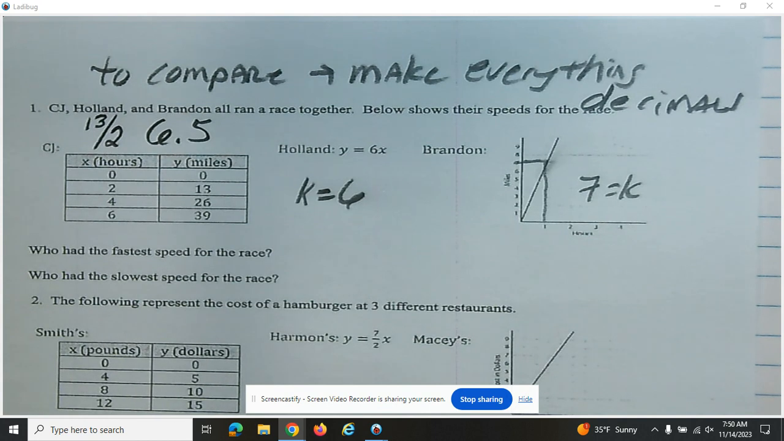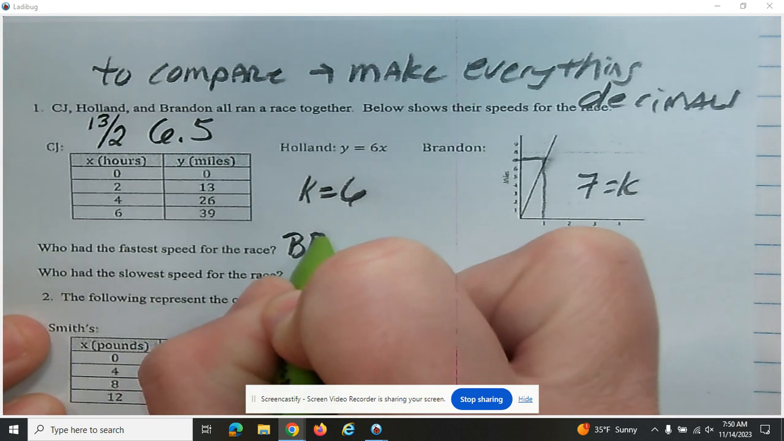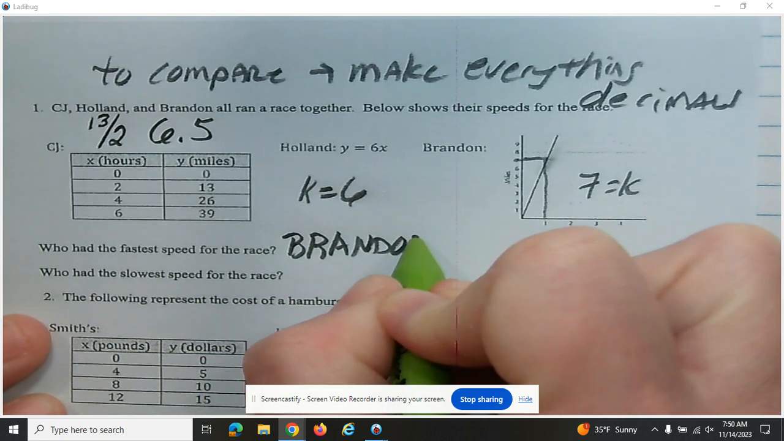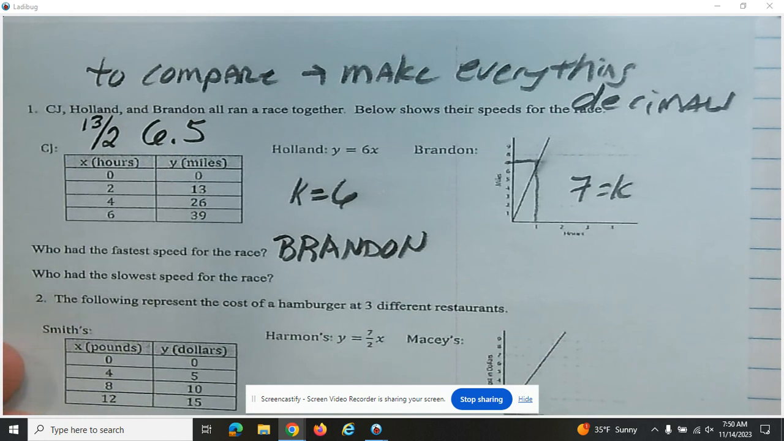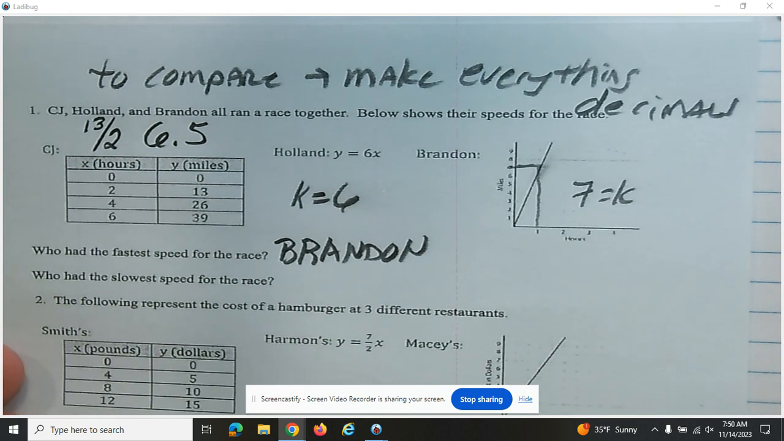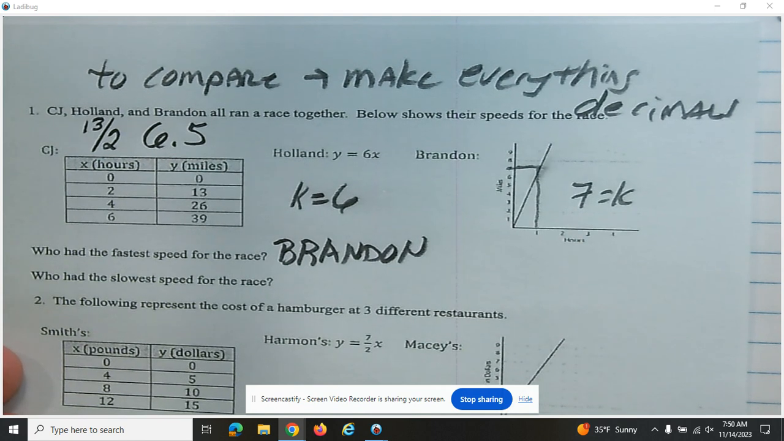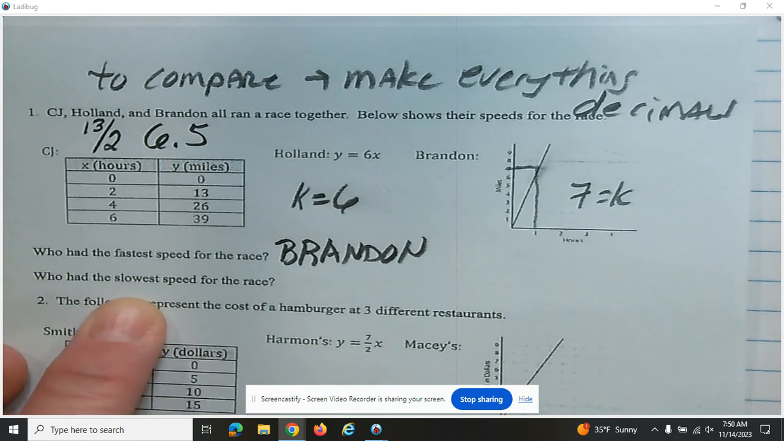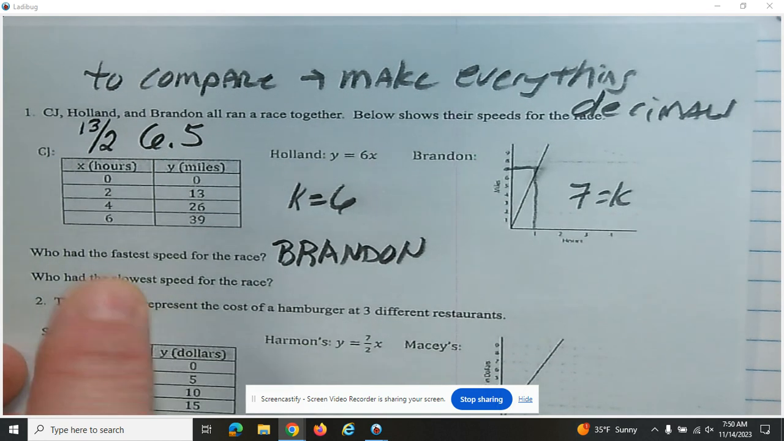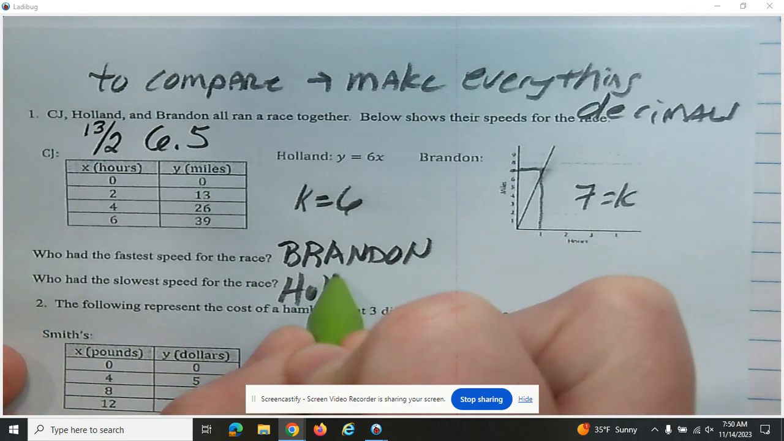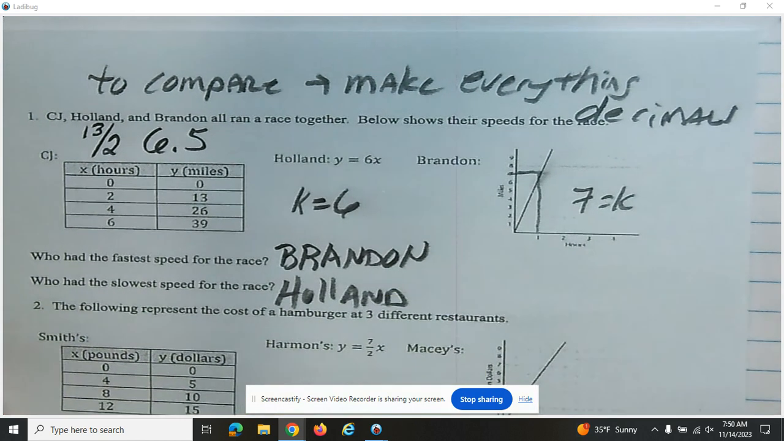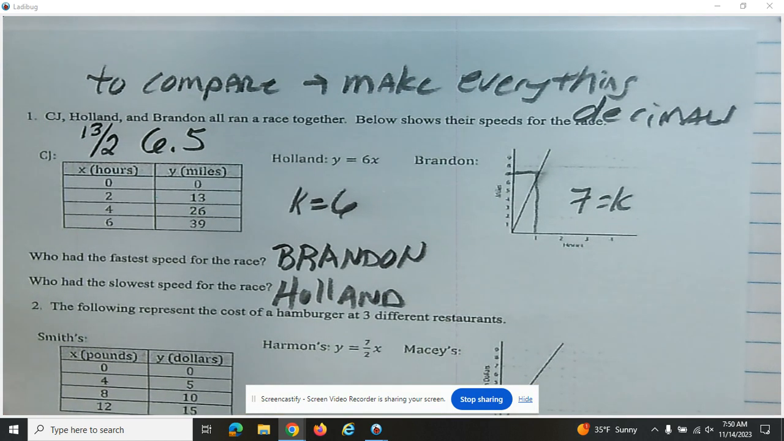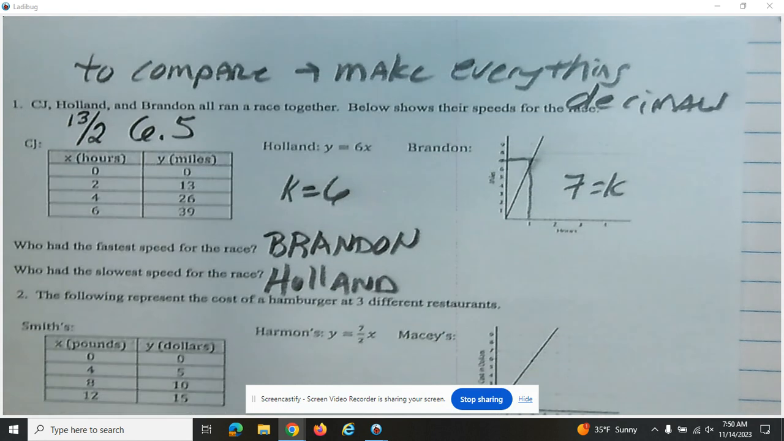So who has the fastest speed here? Brandon. In a race, you want to go the most miles per hour. When you're running, you want to go the most miles per hour. Who's the slowest? Holland. Are there any questions? Okay.